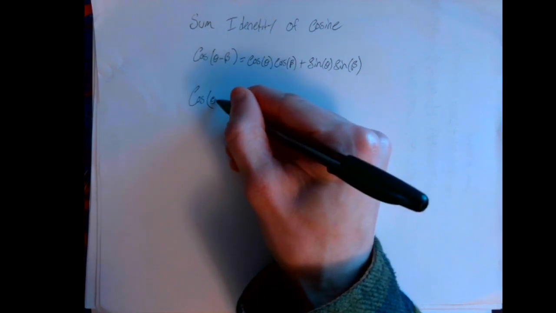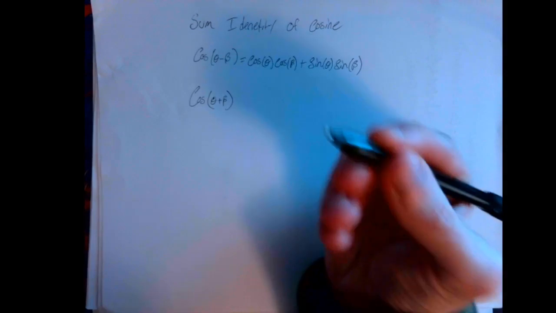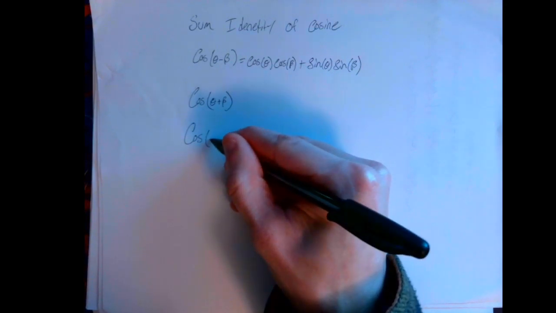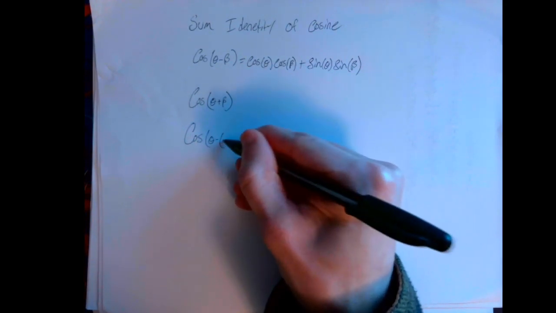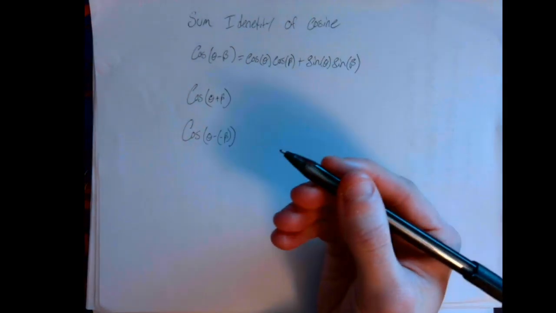Cosine of theta plus beta. But how can we rewrite the plus using something that we already know? How can we rewrite it as a minus? What we can do is we can say cosine of theta minus negative beta, right? Because a negative and a negative is a positive. So then from there we can use our formula here, right?